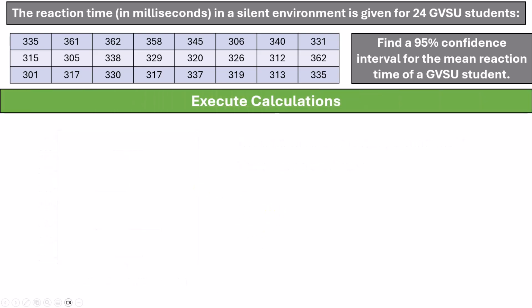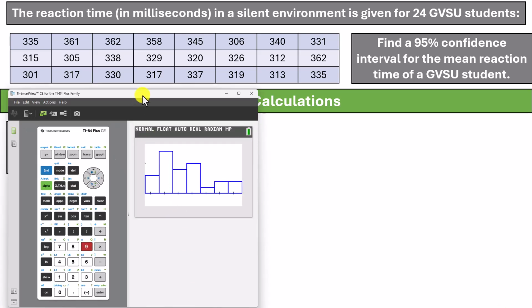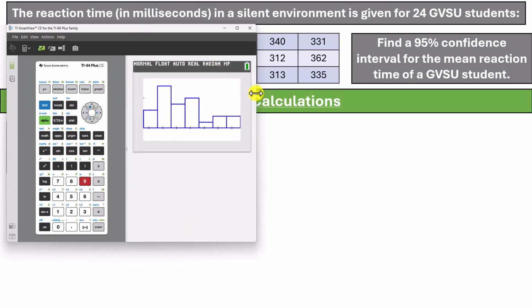All right, then we can go to the execute calculation step, which means we have to use this formula here. And in order to do this, we have to find x bar, t, s, and n. And since we already have all those numbers in our calculator, we can use 1-Var Stats to get some of those numbers. So if I grab the calculator here, make this a little bit smaller here.